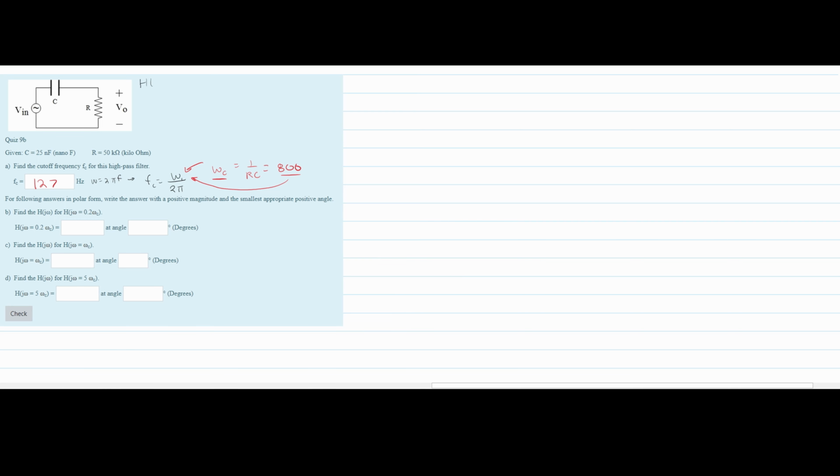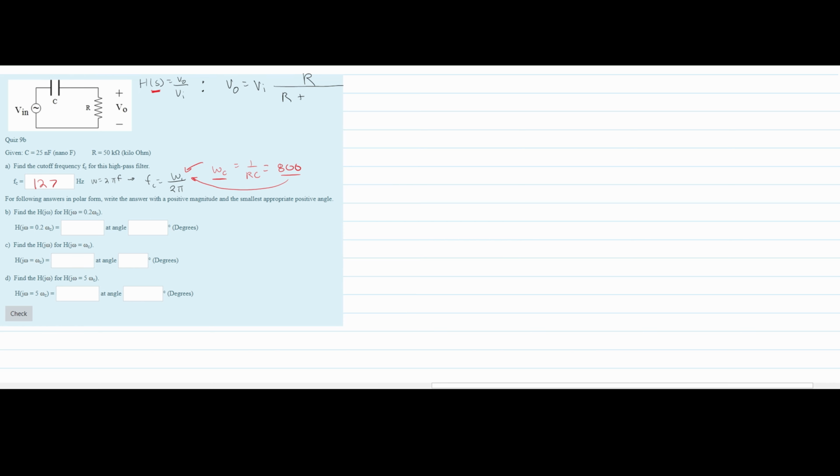Our h of s we know is equal to v naught over v input. And we can find v naught over v input of the circuit by using the voltage divider method. So we have the voltage equal to the source voltage. And then we have the impedance tied to that voltage. So we have this resistor for this problem. And then in the denominator, we are going to have that same impedance plus whatever other impedance we have on this side. Here we just have a capacitor.